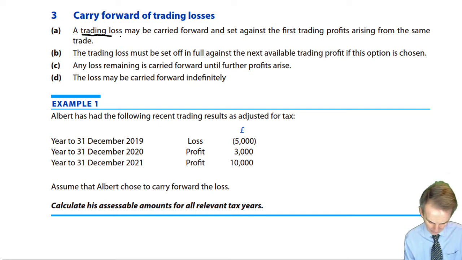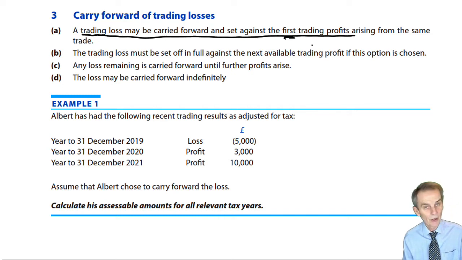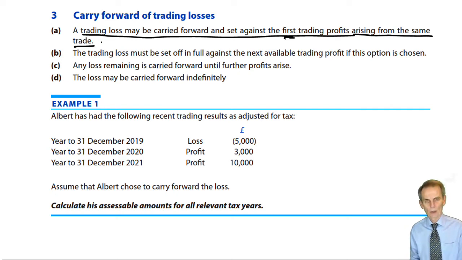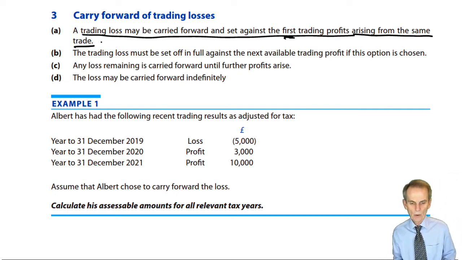The simplest of them all is the carry forward of trading losses, and that is where, as we know, it may be carried forward and set against the first future trading profits that arise from the same trade. You don't have the option on this that next year, well, we make a little bit of trading profit, and it's so little, I won't bother this year. You will bother. When it goes forward, it will go against all of the next available future trading profits until such time that that loss has been used.